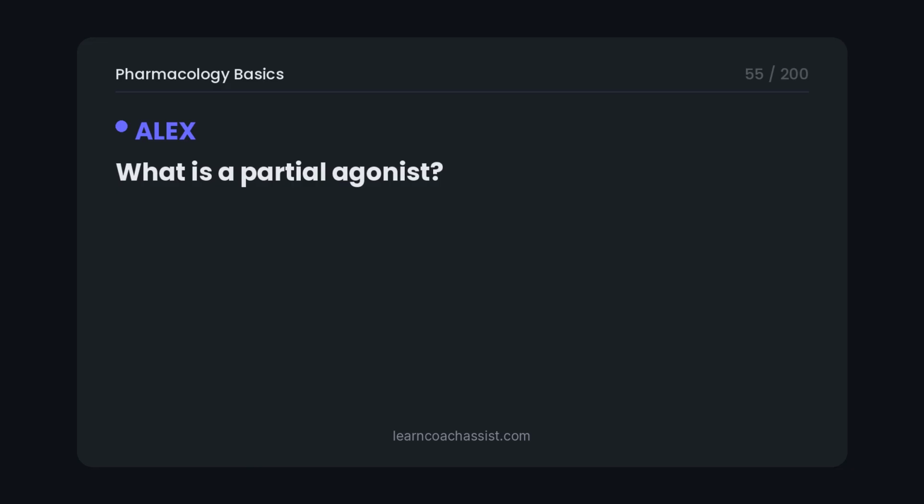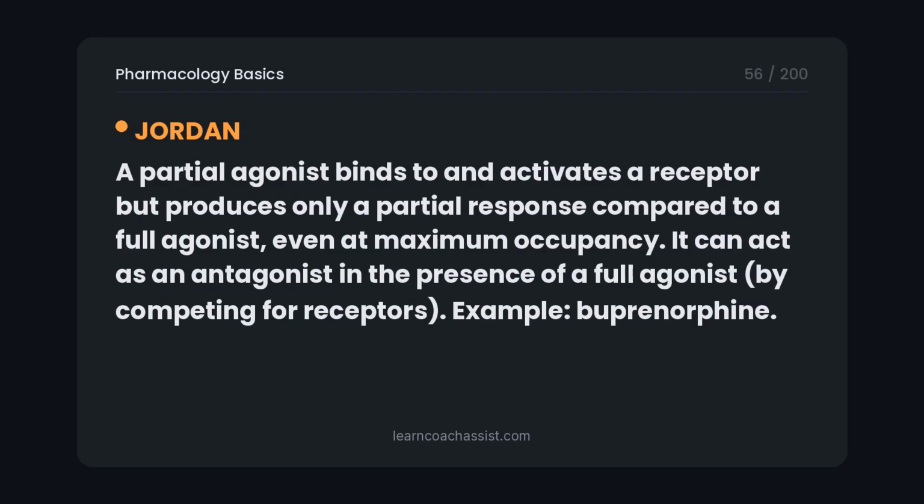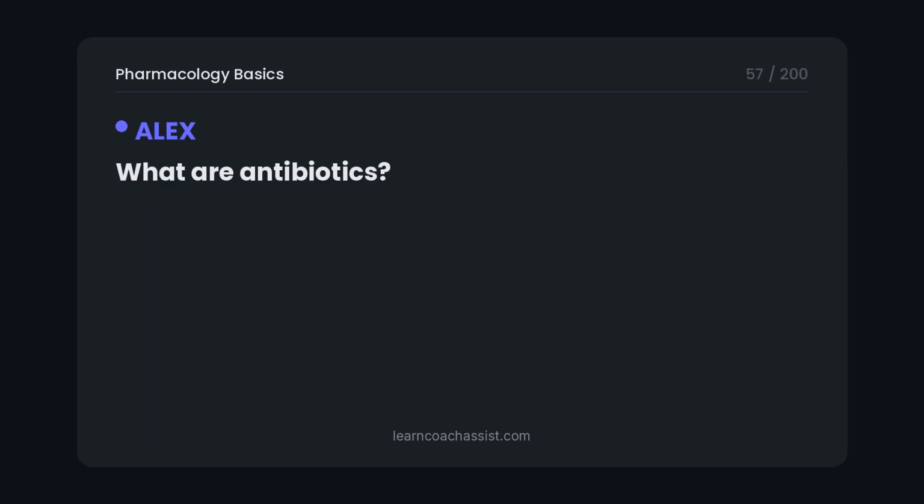What is a partial agonist? A partial agonist binds to and activates a receptor but produces only a partial response compared to a full agonist, even at maximum occupancy. It can act as an antagonist in the presence of a full agonist by competing for receptors. Example, buprenorphine.